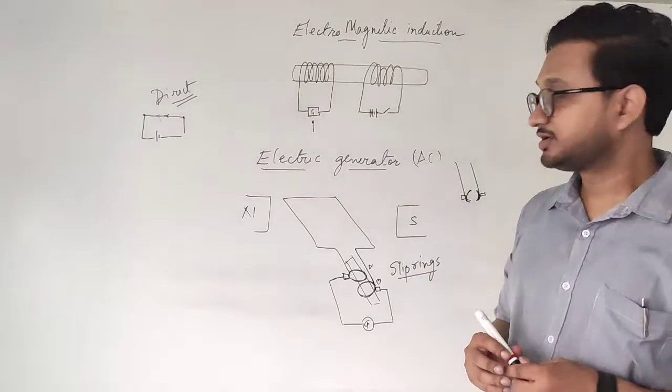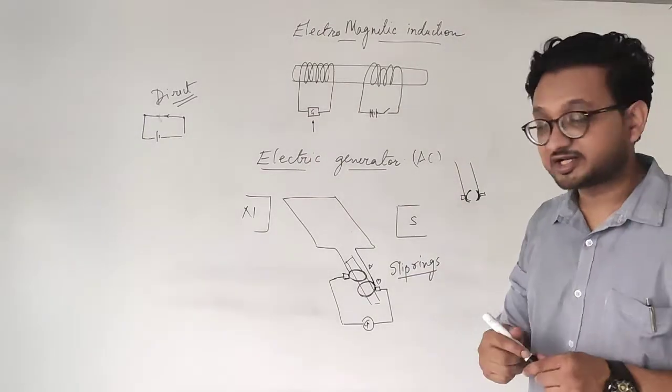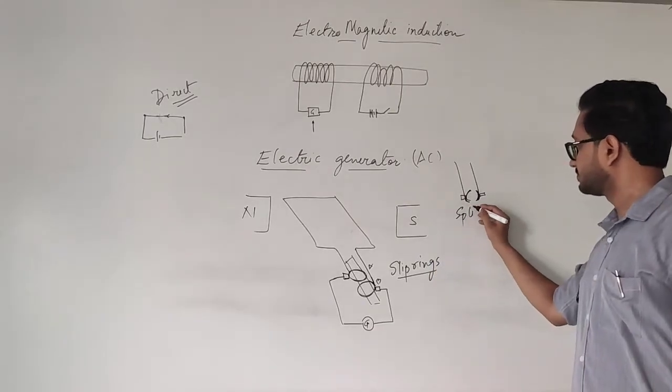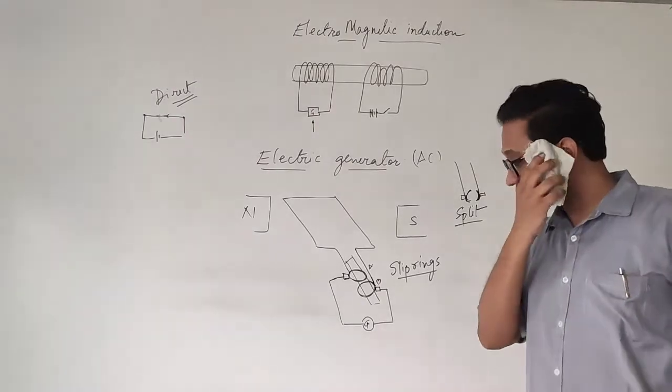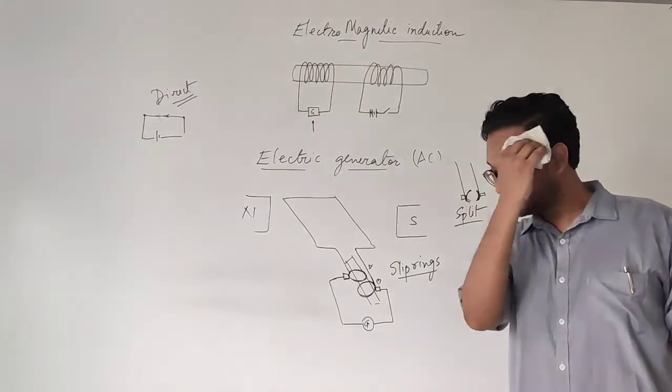Slip rings A and B. Those were split rings because they were split. This is the difference between the two. And to detect whether the current is generated or not, we have a galvanometer over here.